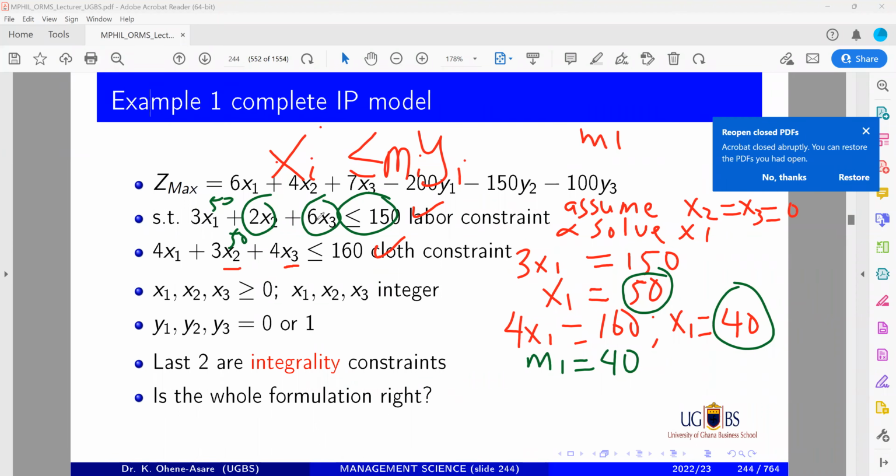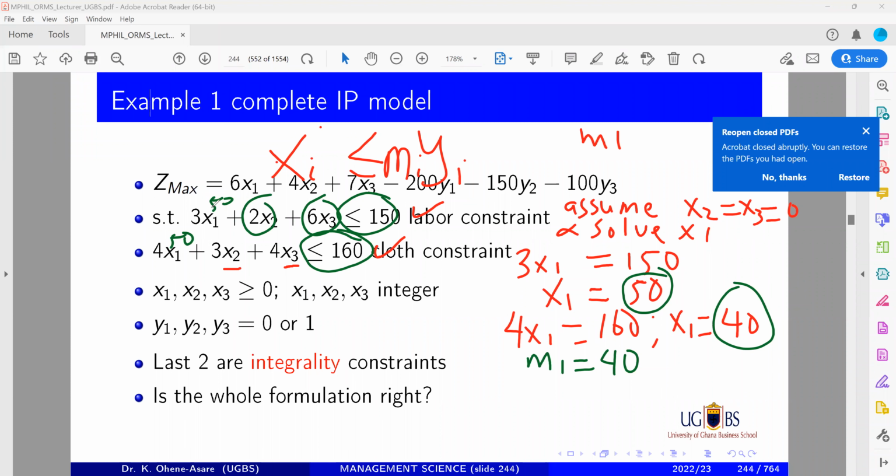Oh, sorry. I'll put it at 2. If you put it here, you get 4 times 50, which is 200. And 200 does not satisfy the constraint because 200 is more than 160. So the constraint is violated. Okay, but let's take the 40.